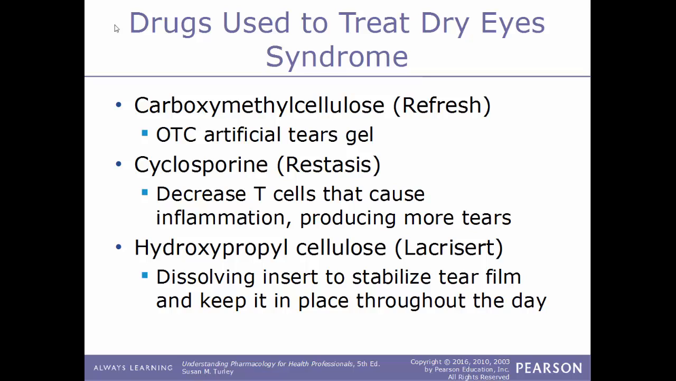Another example of a drug that could be used to treat dry eyes is cyclosporine, which is sold under the name Restasis. This works by decreasing the T cells that cause inflammation, which will end up producing more tears. Another example of a drug is hydroxypropyl cellulose, which is sold under the name Lacrisert. This is a dissolving insert that helps to stabilize the tear film within the eye and keep it in place throughout the day.